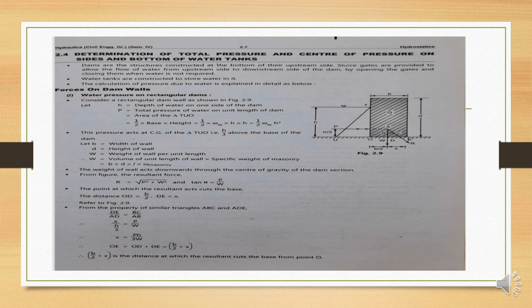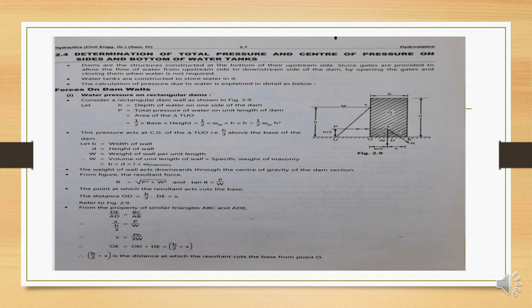Okay. Now we will see the actual forces which are applied on a dam's wall. Okay. First is the force on a dam wall: first, water pressure on a rectangular dam. Okay. The right hand side image shows the actual representation of the dam. Here H is the total depth on one side of the dam. On the left hand side, small h is given, showing the depth of the water on one side of the dam, and P is the total pressure of water on a unit length of the dam.